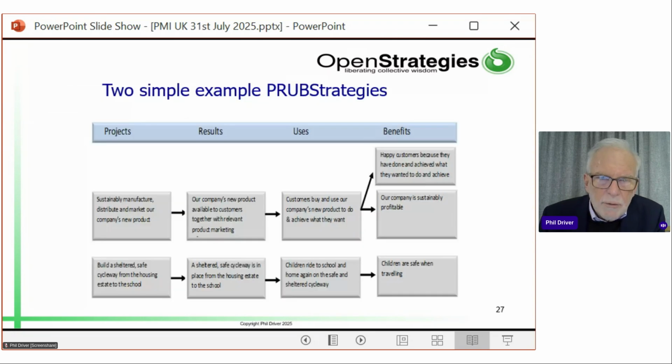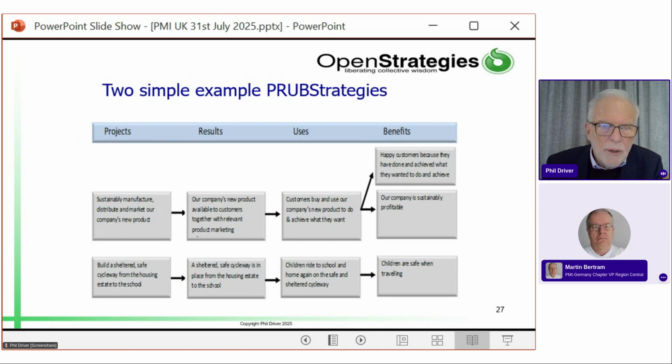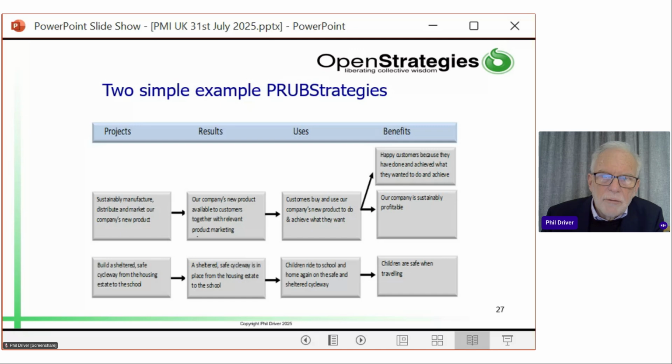And here are two really simple example PRUB strategies. On the left, in the first box, we've got a company sustainably manufacturing and distributing their products. The result is that the products are now available at the retailers. The use is customers buy and use them. And the benefits are twofold. The client is happy because they've been able to do something with the products, and the company is profitable.